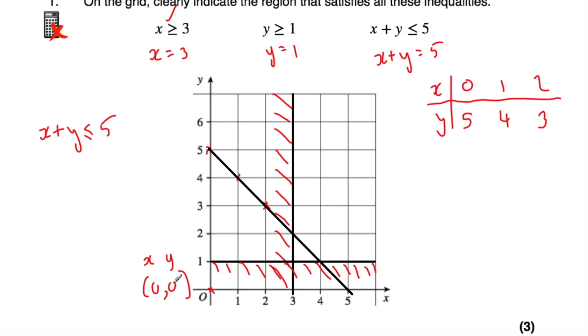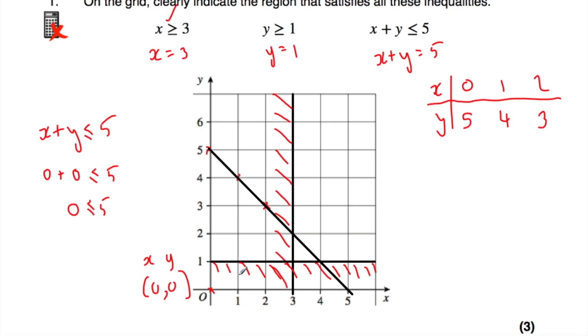So let's substitute in 0 and 0. The x coordinate is 0, so we're going to get 0 plus the y coordinate is 0, and that hopefully will be less than or equal to 5. 0 plus 0 is 0, and that is less than or equal to 5. 0 is less than 5, so that does work. So that means the origin is in the region that we want to accept.